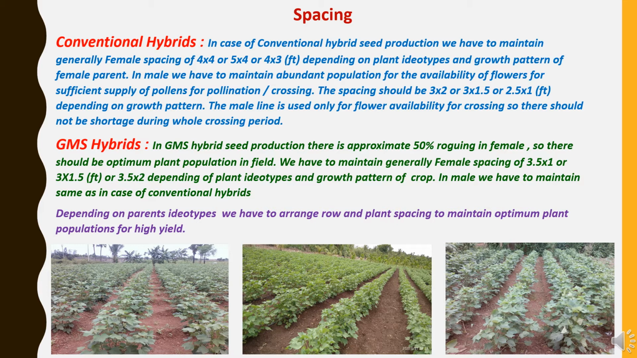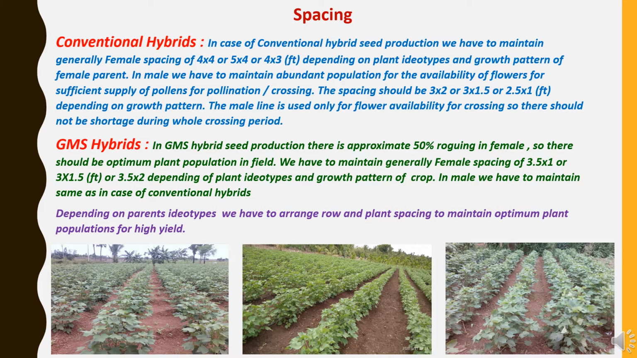In male, we have to maintain abundant population for the availability of flowers, for sufficient supply of pollen for pollination and crossing during the whole period. The male spacing should be 3 by 2 feet or 3 by 1.5 feet or 2.5 by 1 feet depending on growth patterns. The male line is used only for flower availability for crossing purposes, so there should not be shortage during the whole crossing period.